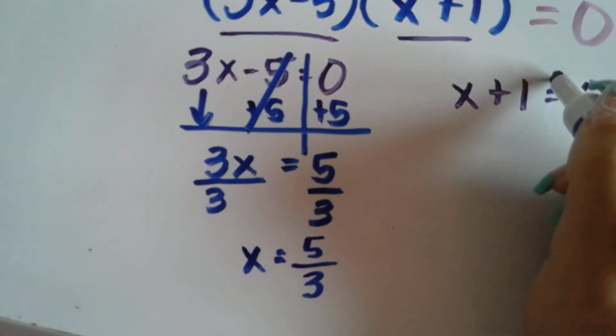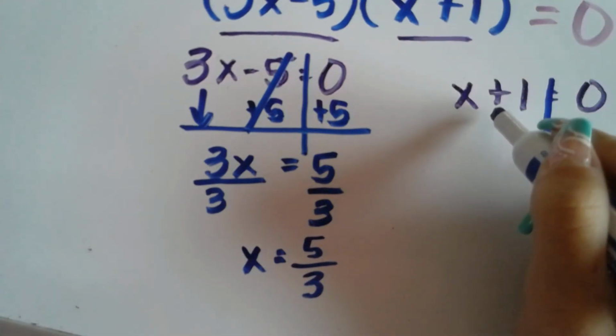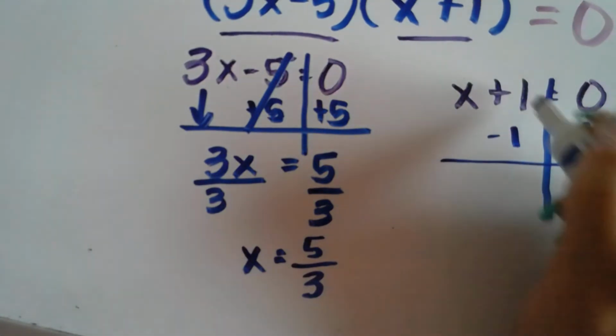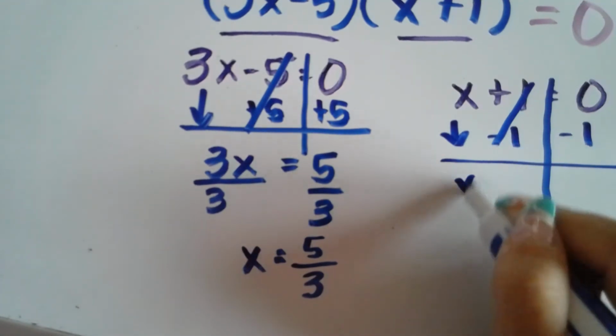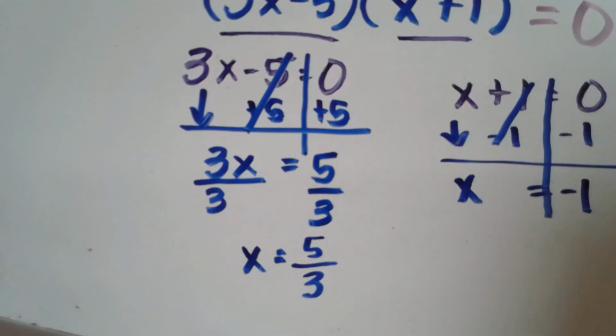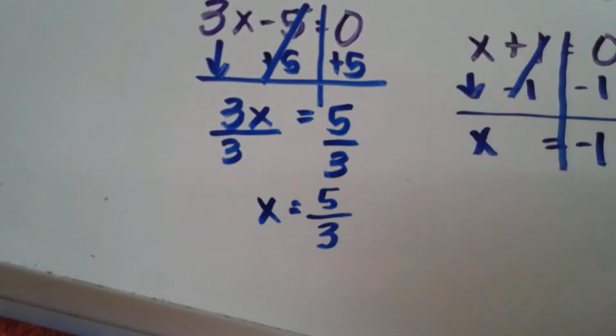Okay, now let's go over here and solve for x. I'm going to draw my line. And we're going to move this 1 over here. So if it's plus 1, we do the opposite. Minus 1, minus 1. Cancels out. We're going to be left with x equals 0 minus 1 is negative 1. Awesome. Let's go ahead and write it as a point.